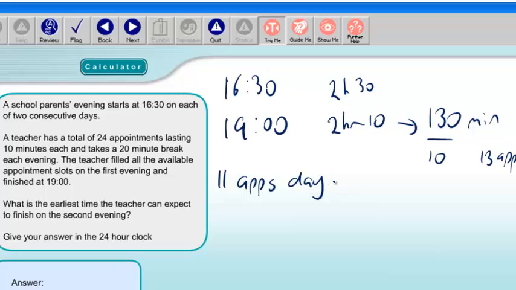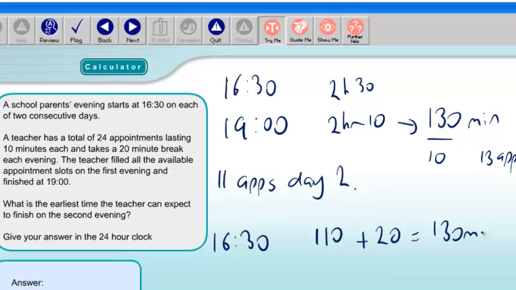So we get to finish a bit earlier, bonus. So on day 2 they're going to start at the same time, so 16:30, and there's 11 appointments, so 11 appointments times 10 minutes for each one is 110 minutes. But there's still going to be a break time in day 2 as well, so we have to add on 20 minutes for that. So that's another 130 minutes, which we already know is 2 hours and 10 minutes from the first part of the question.